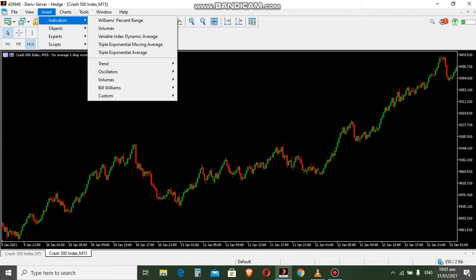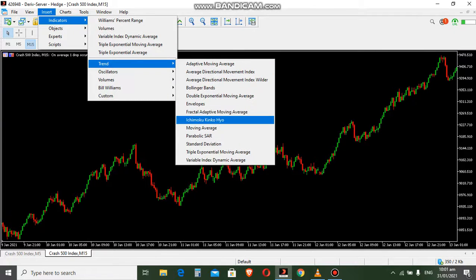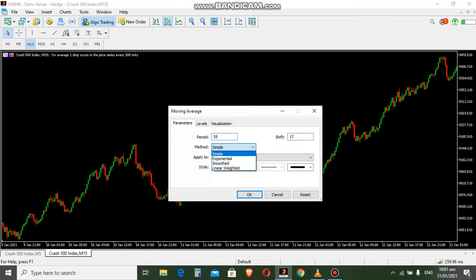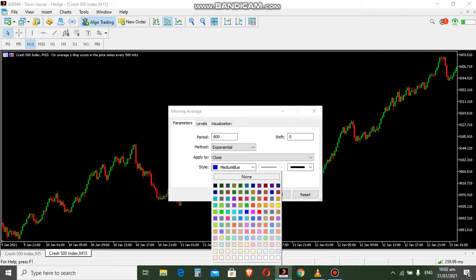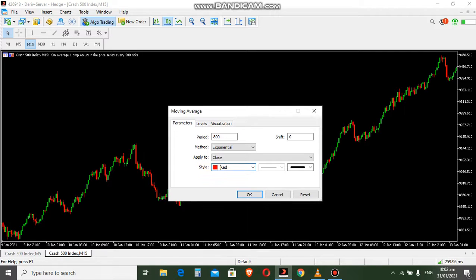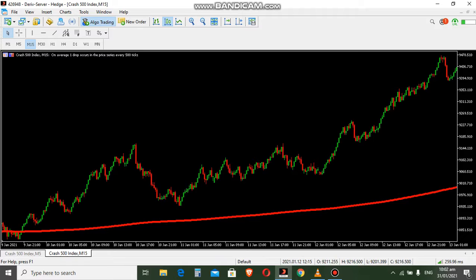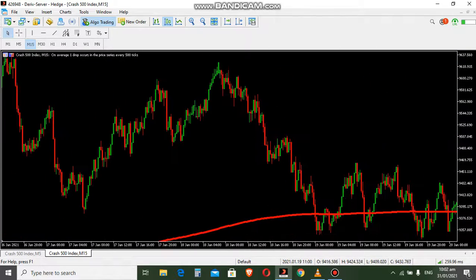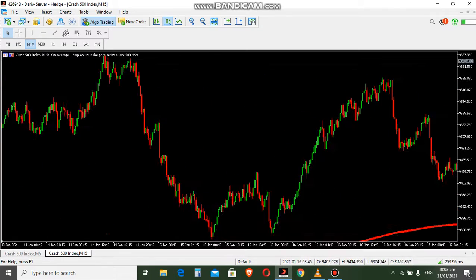If you go to insert indicator, then go to trend, then moving average, you choose exponential moving average, then the setting is 800, shift is 0, then any color of your choice, but I would choose red. Okay, so you can see that I have the 800 indicator here.